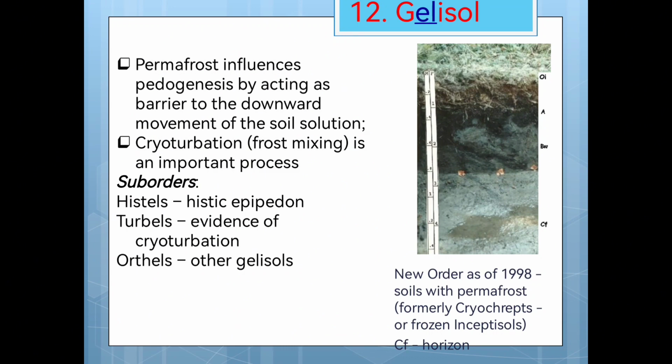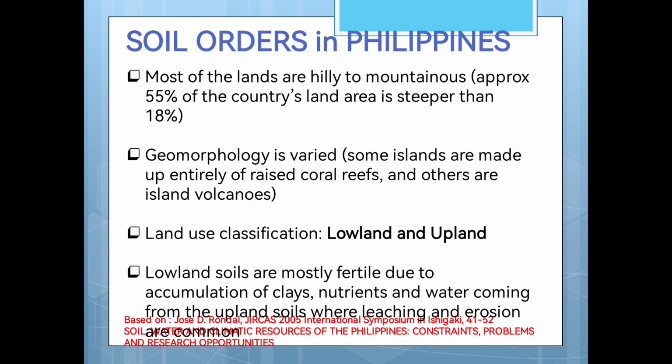But what about in the Philippines? What are the soil orders in the Philippines? Most of the lands in the Philippines are hilly to mountainous. Approximately 55% of the country's land area is steeper than 18%. Of course, we also have plains, but then 55% are hilly to mountainous. Geomorphology is varied because some islands are made up entirely of raised coral reefs and others are island volcanoes. So we have different kinds of morphology in the Philippines depending upon the provinces. Kasi may mga mountainous areas, mayroon namang iba na malapit sa mga dagat, mayroon namang iba na kabundukan.